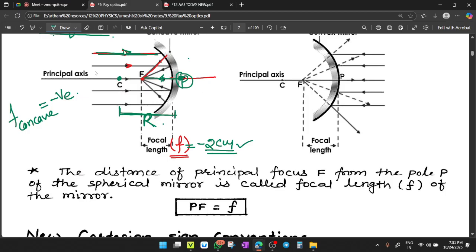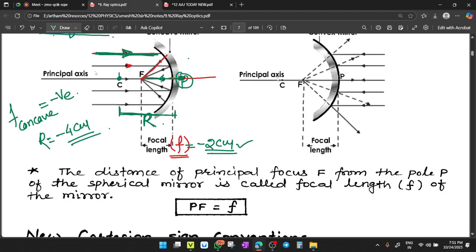Again, you have to move against the direction of the incident ray. The incident ray is coming from left to right, and you have to move from right to left. So R will be negative. If it is a 4 centimeter distance, then you have to write R equals minus 4. Clear or not?